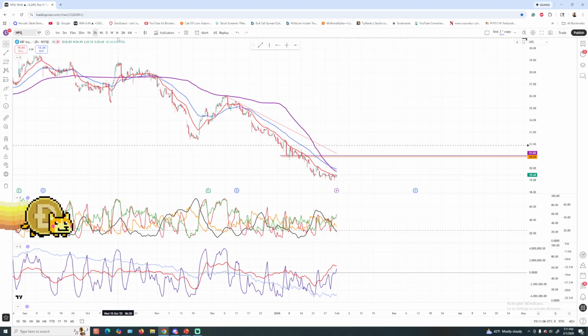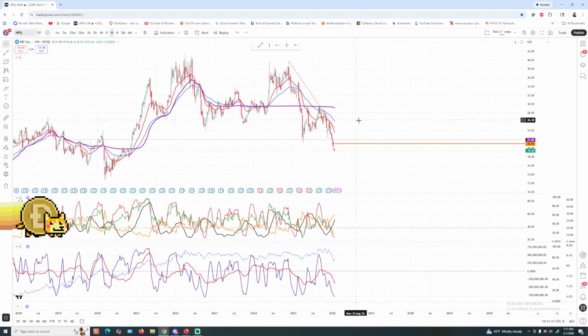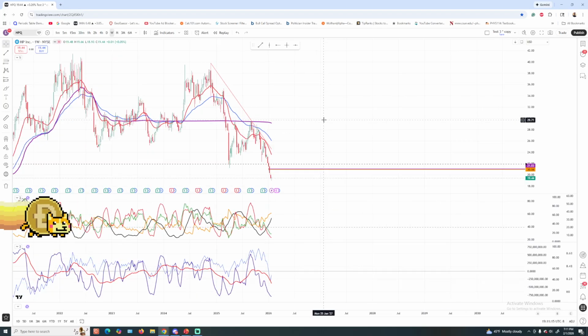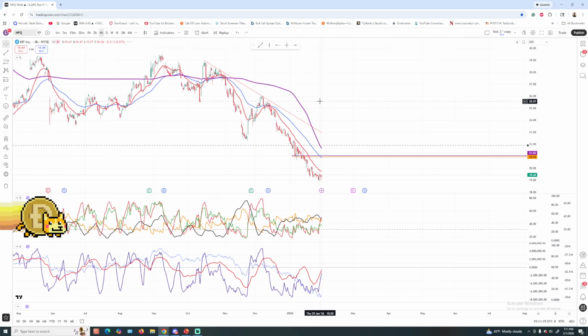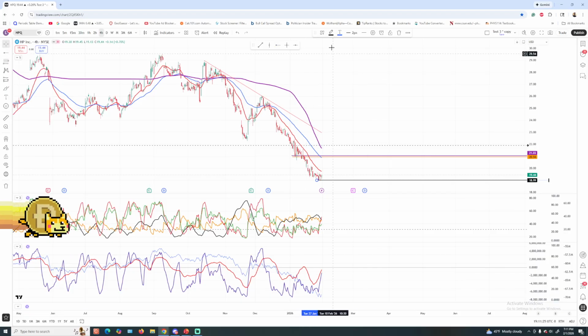HP. HP does not look great. It's on a continuous downtrend. It doesn't look healthy. To me, it's just a long-term hold. But there's no signs of a recent support. I guess right here it does have the 4-hour support. That's fine.